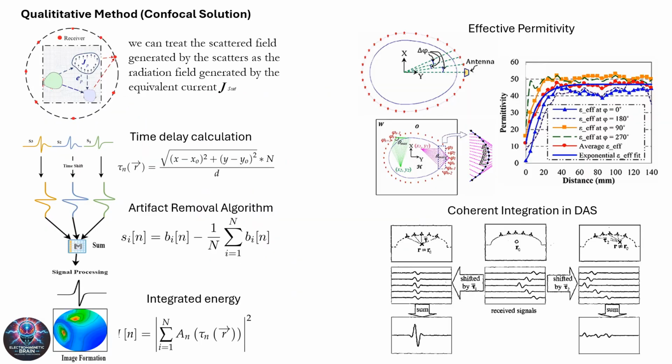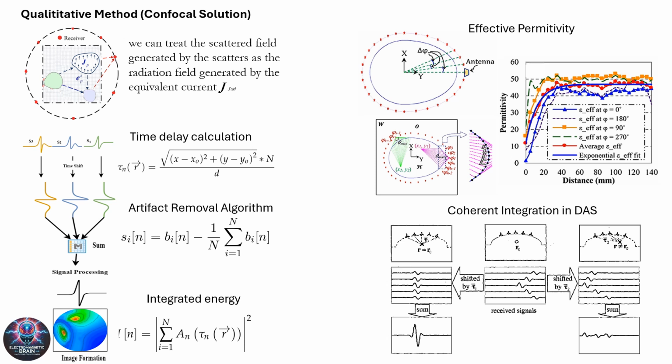This slide focuses on qualitative imaging methods, which are vital for understanding anomalies, boundaries, and other key qualitative features within tissues, especially in medical diagnostics like brain imaging. Instead of providing precise material properties, qualitative approaches identify areas of interest based on differences in dielectric properties. The confocal imaging process, depicted on the left, forms the backbone of these methods.